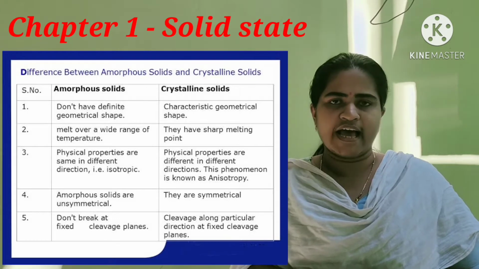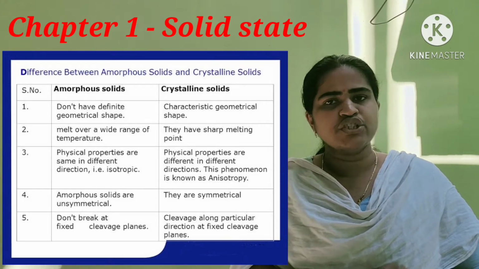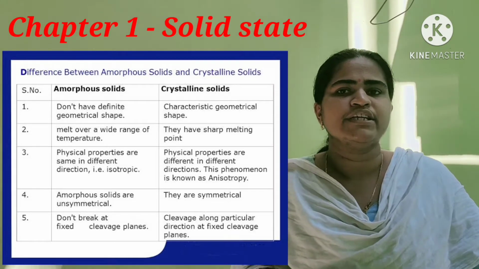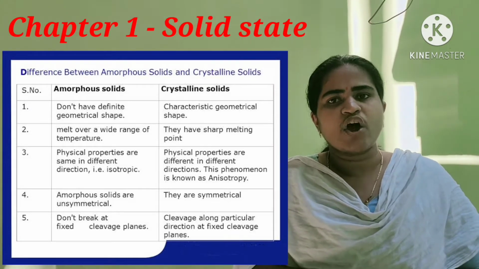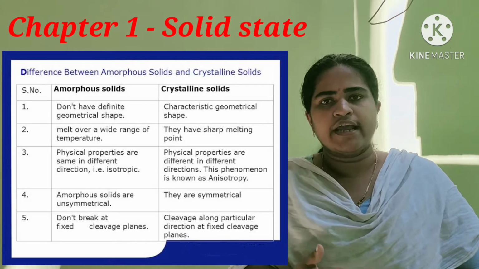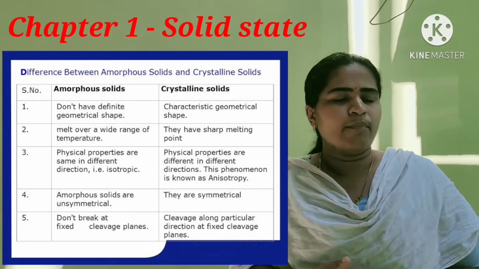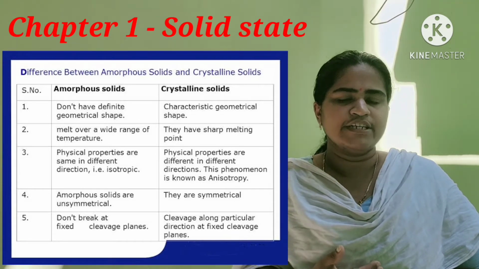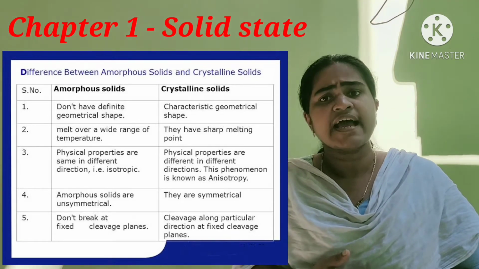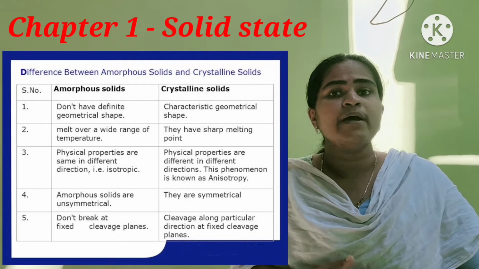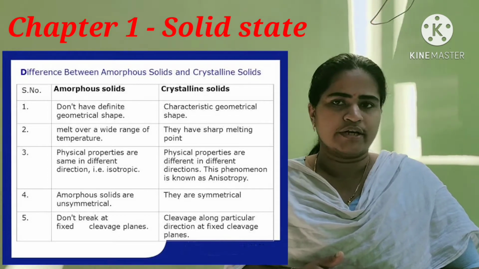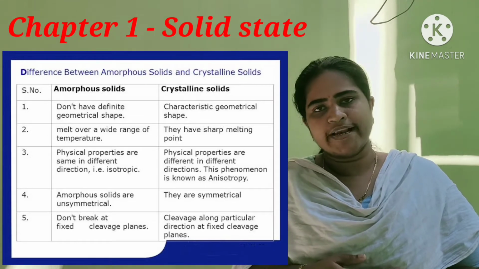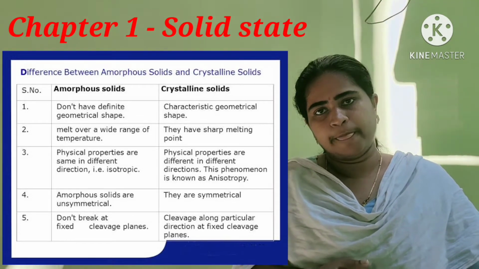Crystalline solids have long range order. Amorphous solids have short range order. Crystalline solids can be cleaved along a definite plane. Amorphous solids do not cleave along a definite plane. Crystalline solids have a sharp melting and boiling point. Amorphous solids do not have a sharp melting and boiling point.